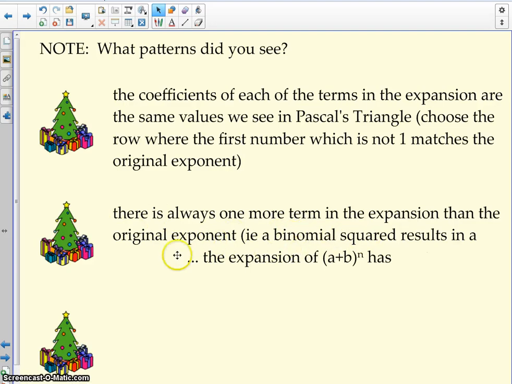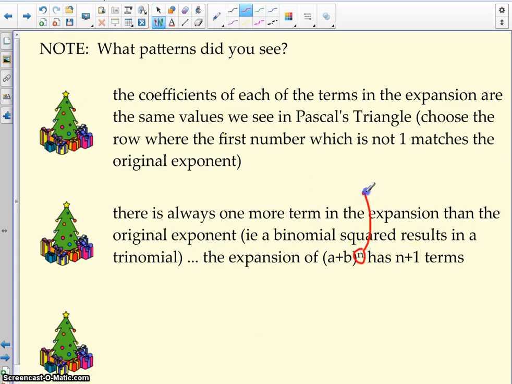So if you have a binomial, it's going to be a trinomial. If you have the expansion of something, the exponent n is going to have n plus 1 terms. So again, that will tell you what row to use. If, for example, the exponent was 8, you would use row 9 for the coefficients. If the exponent was 12, you'd use row 13, and so on and so forth, because the number of terms matches the number of coefficients in that row.